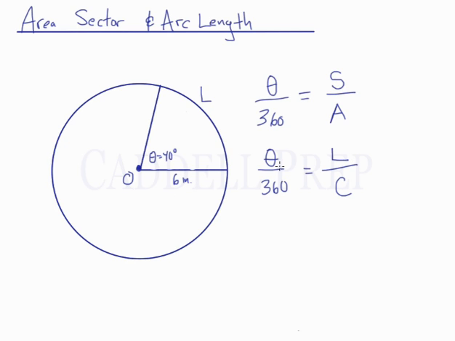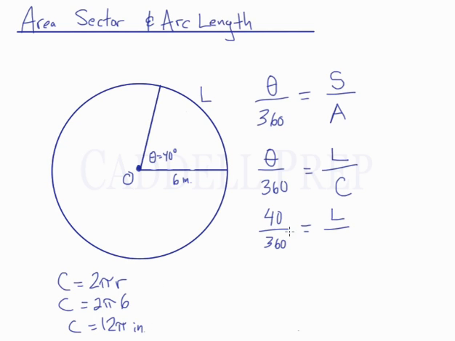So we could plug this in, 40 over 360 equals L over circumference. So we have to calculate the circumference. Circumference equals 2 pi r. Circumference equals 2 pi 6. So we have 12 pi, and this is in inches. So let's plug in 12 pi here. Okay, and again, I'm going to reduce first. You don't have to, but I'm going to reduce this first. So we have 1 over 9.